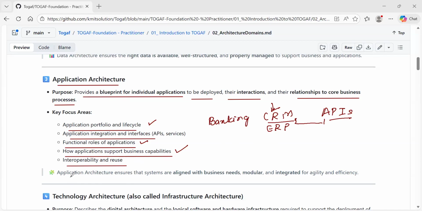Okay, so application architecture ensures that systems are aligned with the business needs, modular and integrated for agility and efficiency. So this is all about the application architecture. In the next lecture, we will see the technology architecture.